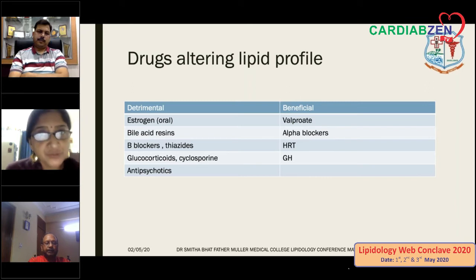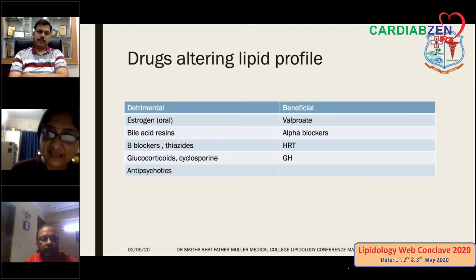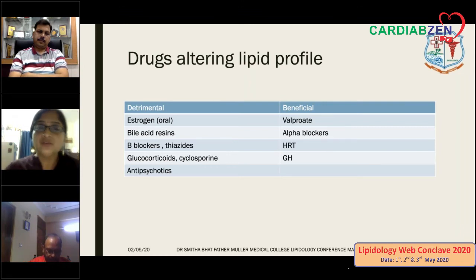It's probably important to remember and to teach our students that beta blockers and thiazides tend to worsen the lipid profile. So if you are treating hypertension in a patient with an impaired lipid profile, you might not choose a thiazide, let's say, as your first choice. Could you give a beta blocker? Well, yes. Carvedilol is supposed to be slightly more lipid friendly than metoprolol, for example.